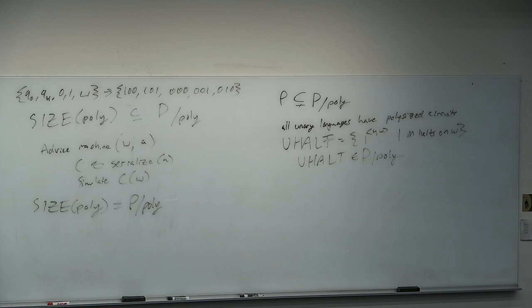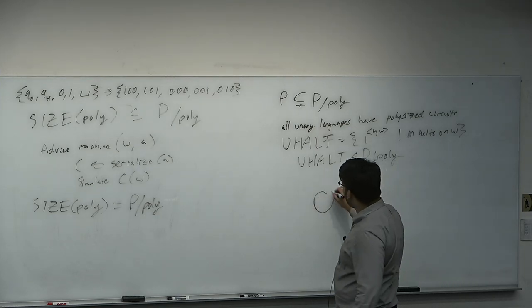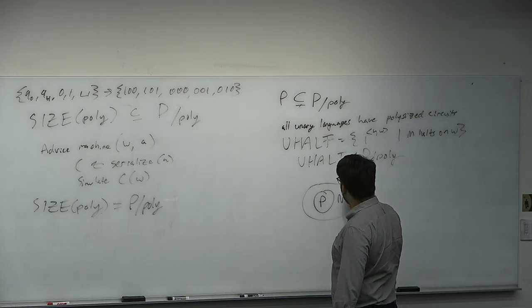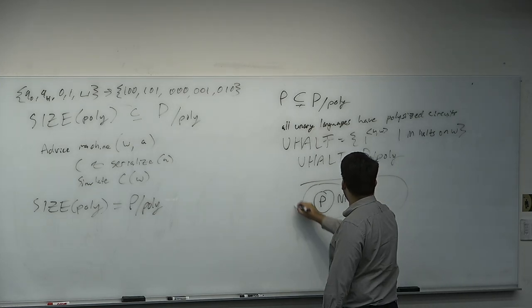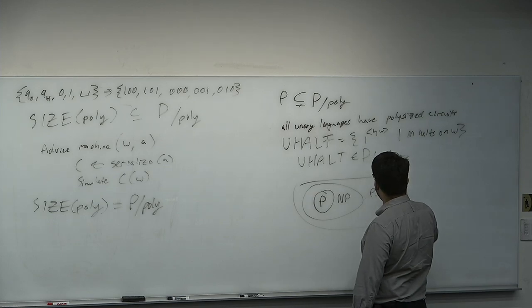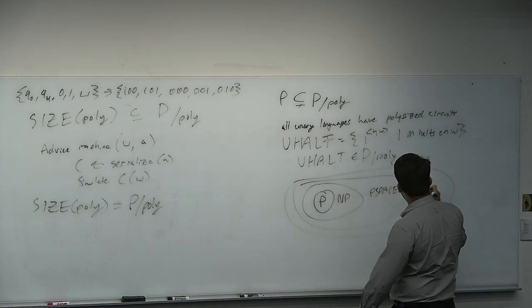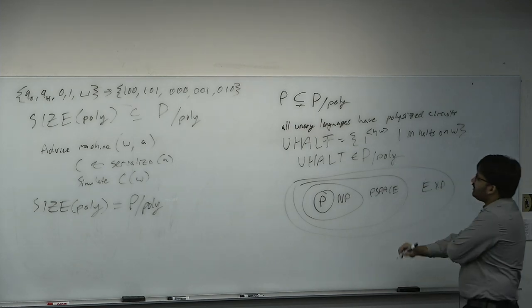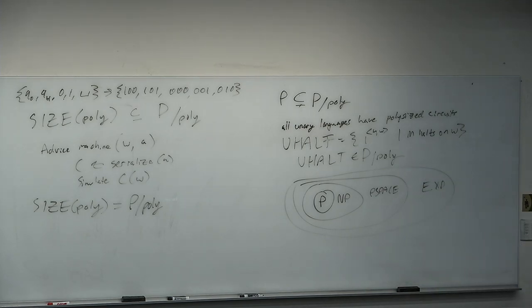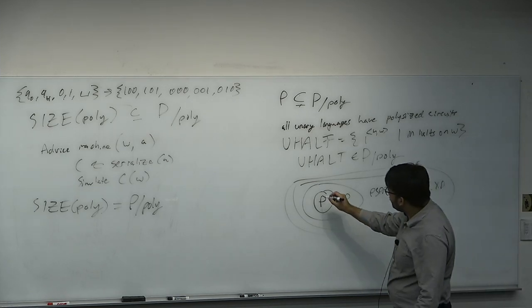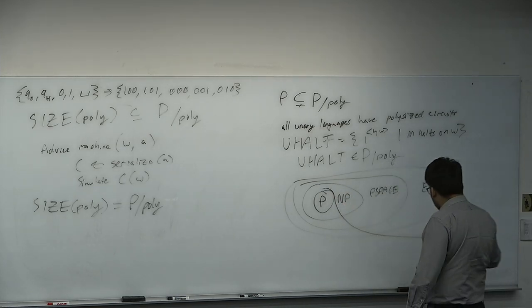This makes it a really weird class. How would you even draw or think about that? You've got P, you've got NP, you've got PSPACE. What goes next? EXP. These are all subsets of the decidable languages, so how would you really draw P/poly here? You kind of don't. But this is the closest we can do.